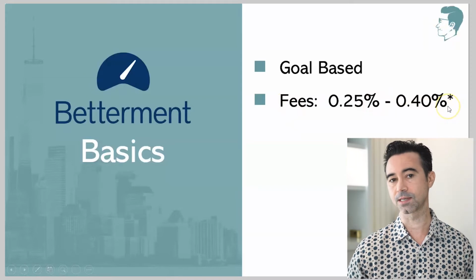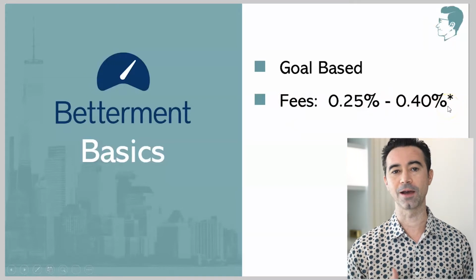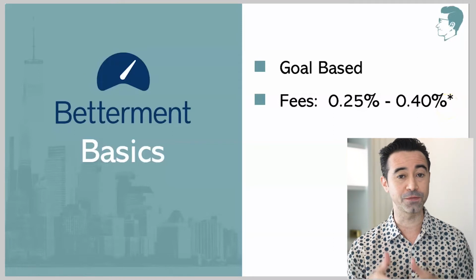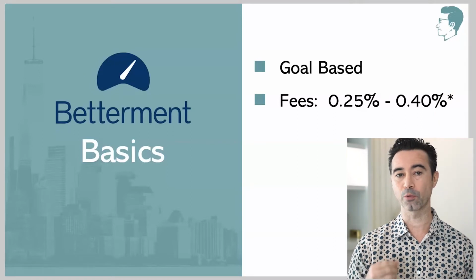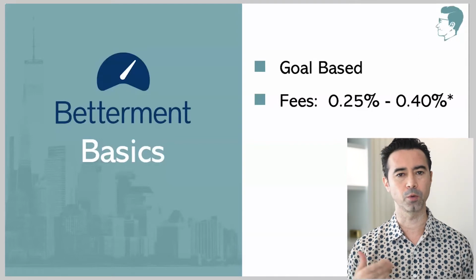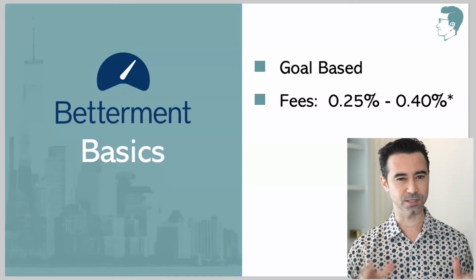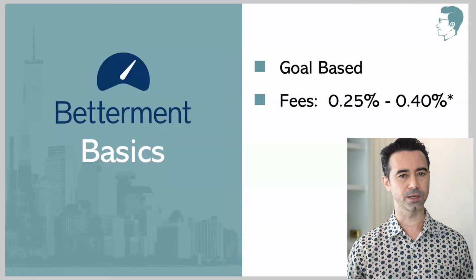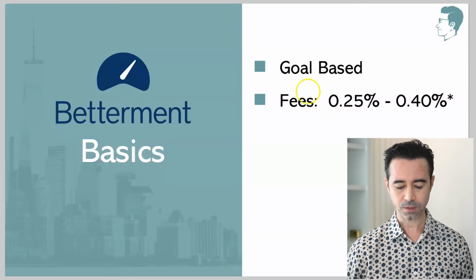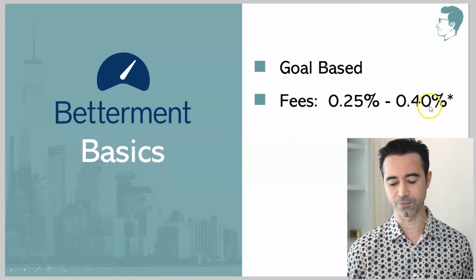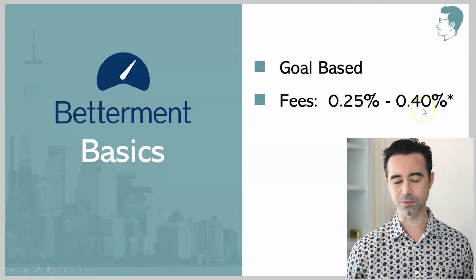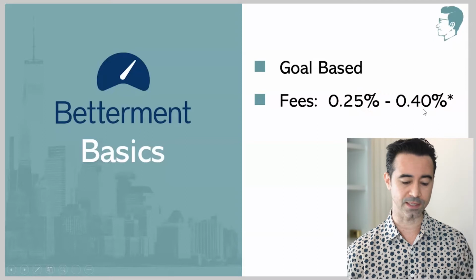Now this asterisk here shows you that this does not include the fees on the ETFs. The fees on the ETFs are going to be around 0.0% up to about 0.15%. If that's confusing, just think of it like you probably wouldn't go higher than about 0.40% with a non-financial advisor account. If you have the financial advisor account, it might go up to about 0.55%. So that's what we're talking here.